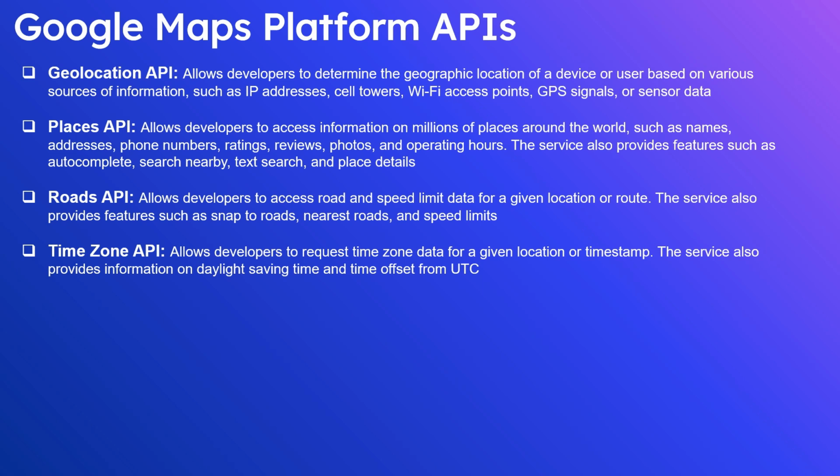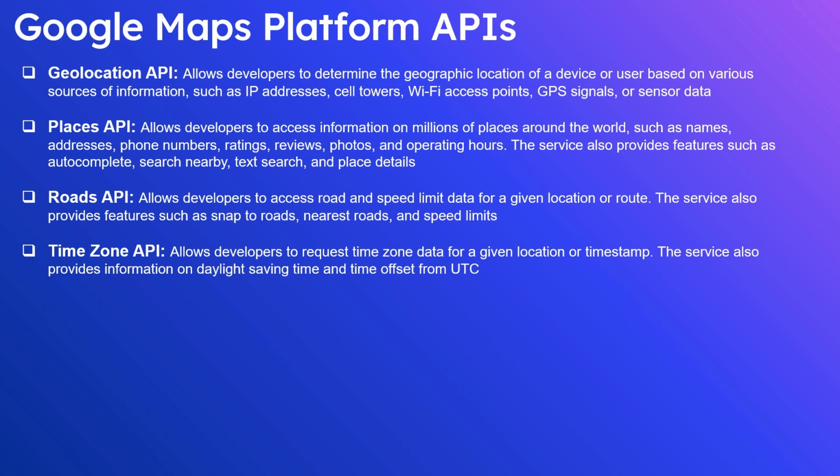HTML5 also enables geolocation API that can be used to get the geographical position of a user or device natively on a browser. Places API. This allows developers to access information on places around the world such as names, addresses, phone numbers, rating, reviews, and others. Roads API. This allows developers to access road and speed limit data for a given location or route. Time zone API. This allows developers to request time zone data for a given location or timestamp.